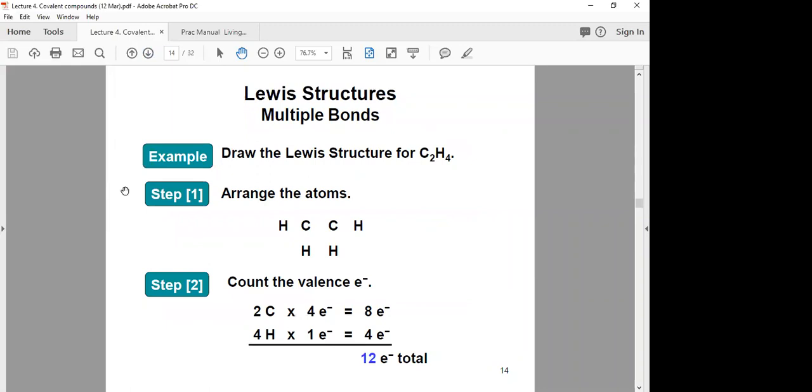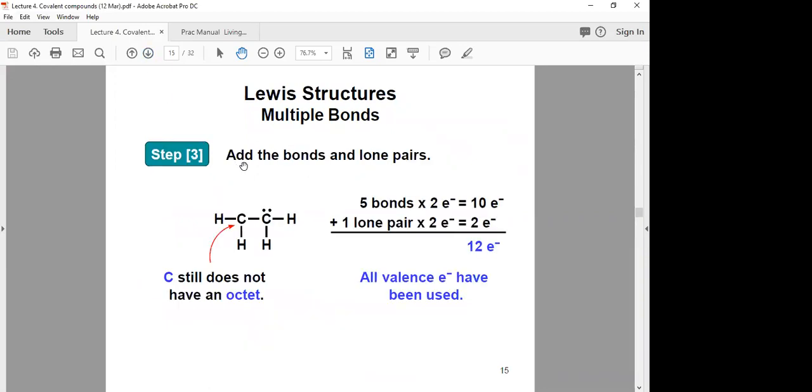All right, so let's look at how multiple bonds are drawn in Lewis structures. Example, draw the Lewis structure for C2H4. The carbons are arranged in the center once again, and the 4 hydrogens on the outside. The valence electrons are counted: 2 carbons, each with 4 valence electrons for a total of 8, and 4 hydrogens, each with 1 valence electron for a total of 4. This gives us 12 valence electrons in total to place.